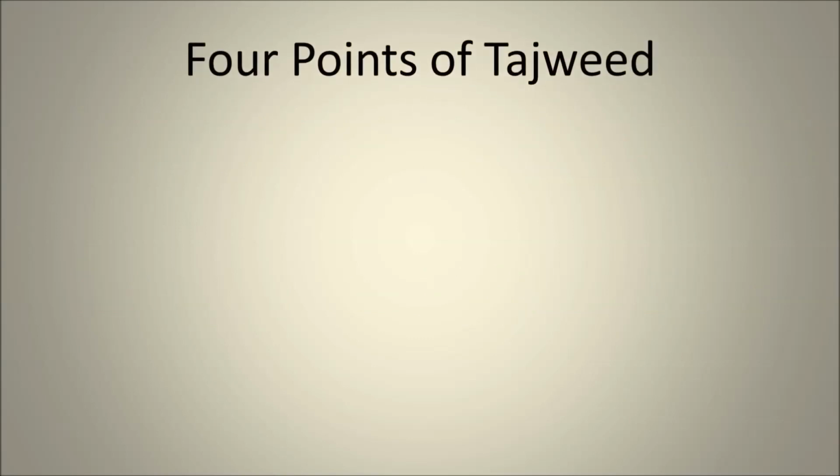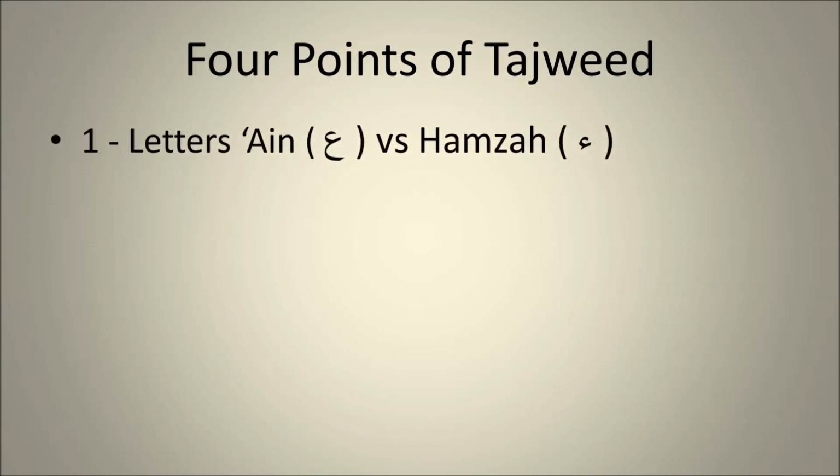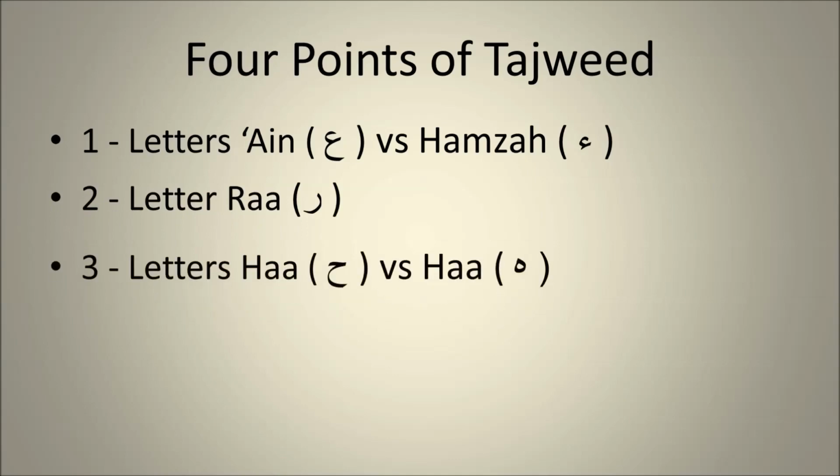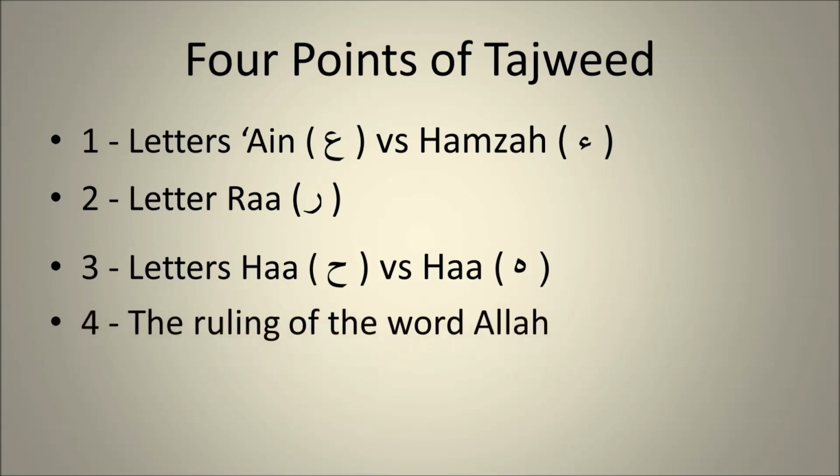So let's summarize. Today we covered 4 points of tajweed. We discussed the letters Ain versus the letter Hamza, which is a confusion for many people. We also talked about the letter Ra with a Dhamma or Fatha on it, which we read with a heaviness. We covered the difference between the two Has. And we talked about the ruling of the word Allah with a Dhamma, Fatha and a Kasra. We also mentioned not to forget to pronounce the last Ha in the word Allah.